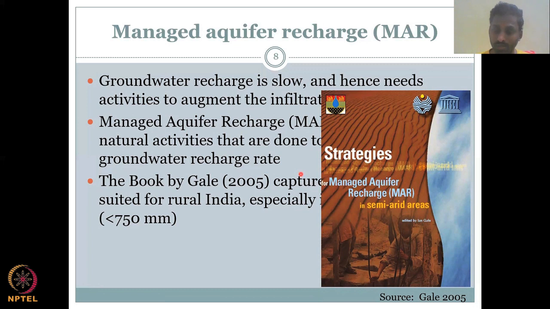So there's already a loss. But in a semi-arid area, you have some rainfall. Let's not waste the rainfall, capture it and put it in the groundwater is the concept.